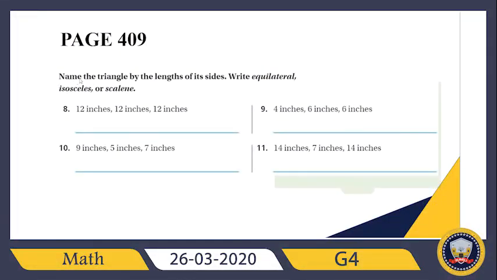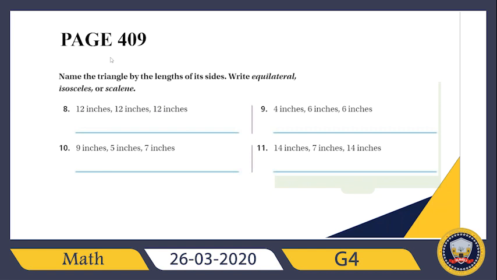It says name the triangle by the lengths of its sides: equilateral, isosceles or scalene. In this example, I can see the lengths of sides. There is no shape, but if you want, you can imagine it. For example, I know a triangle has three sides.